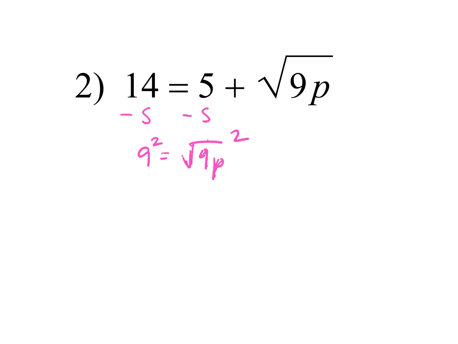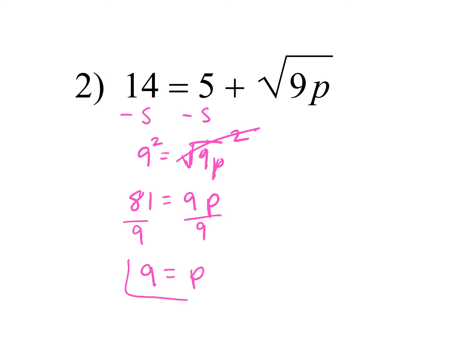So these cancel. And if we square the right side, we have to remember to square the left side too. What is 9 to the second power? 81. So 81 is equal to 9p. And then what should we do to solve for p? Divide by 9. What's 81 divided by 9? So 9 is equal to p. And that's our answer.